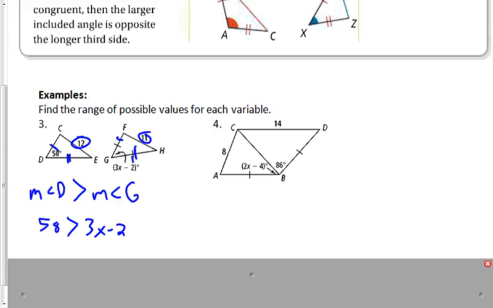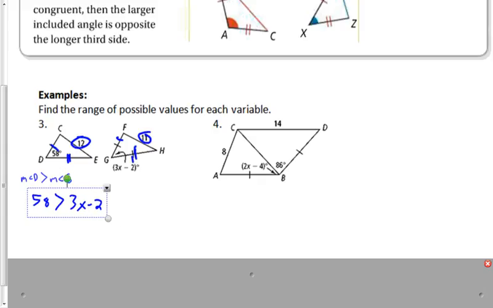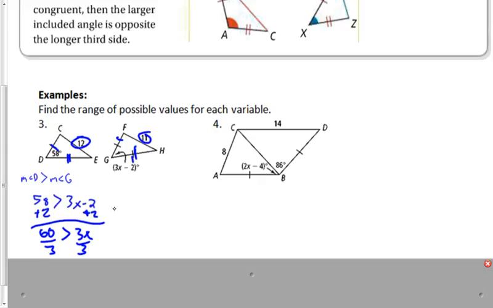Don't have a lot of room here, so I'm going to move this, shrink it a little bit. What we can do there is add 2 to both sides. We have 60 is greater than 3x. And we divide both sides by 3. We get 20 is greater than x, or x is less than 20. So that's the range of possible values.